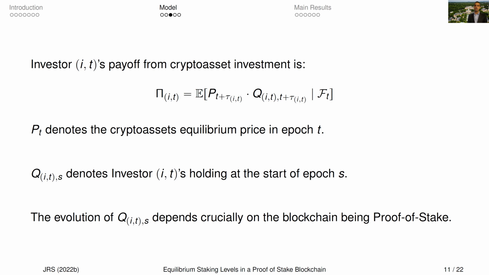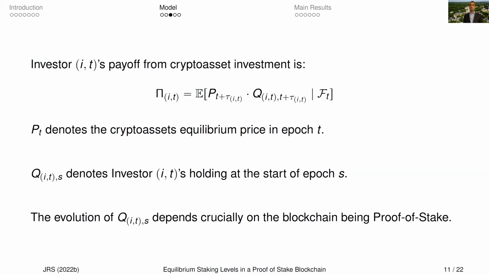So you're going to take a conditional expectation when you are first making your investment decision. And that is, of course, what you're going to compare to your alternative investment opportunities. So P here just denotes the price of the crypto asset, and Q denotes the holding for the particular investor. They both have time subscripts because, of course, they can change over time. And crucially, what you're interested in is the price when you're going to sell. So if you arrive at time T and you have a horizon of tau, which is a random horizon, then you're interested in the price at T plus tau.